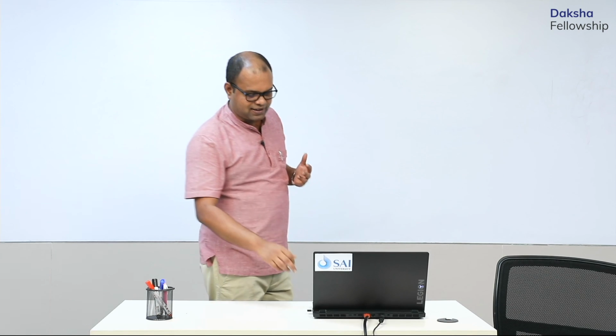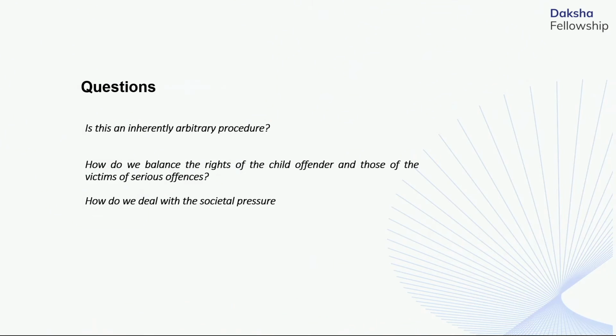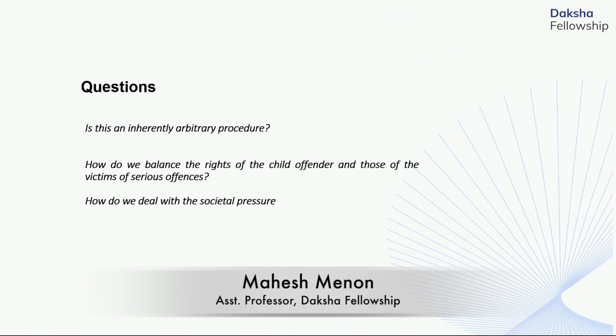So the question to ask, the things for us to discuss, is this an inherently arbitrary procedure? And how do we really balance the rights of a child offender and those of a victim of a serious offense? Because that's where this really stems from, right? So that's the second thing for us to discuss. And thirdly, how do we deal with this societal pressure that calls for more blood when it comes to children who have committed crimes, right? So this is what we can discuss further.